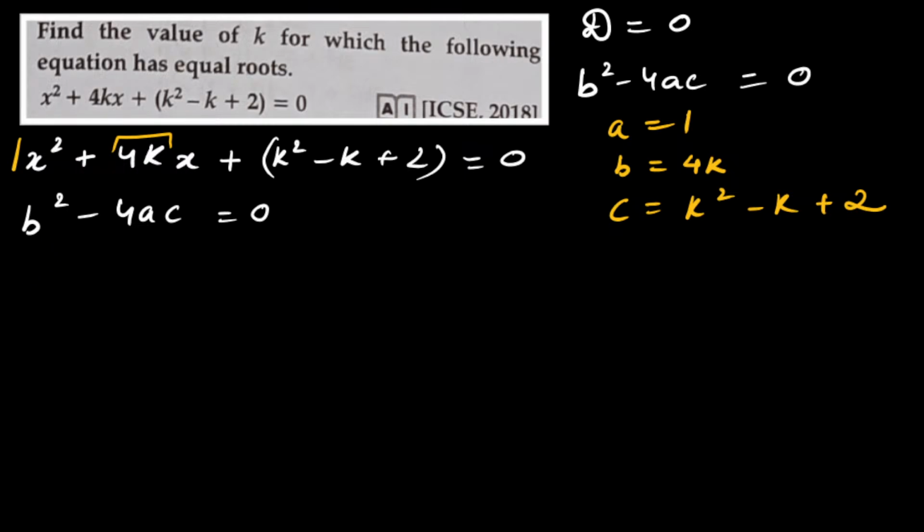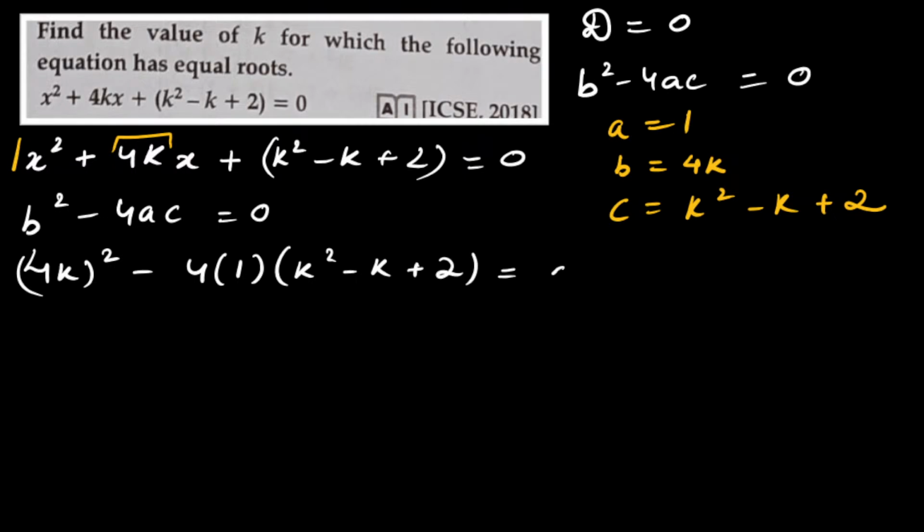So let us substitute now. b's value is 4k, so 4k square minus 4 into a is 1, c is k square minus k plus 2 is equal to 0. 4k square, so 4 into 4 is 16. So this will be 16k square minus this, if I multiply 4 into 1 is 4. So this 4 will multiply with each of the terms.